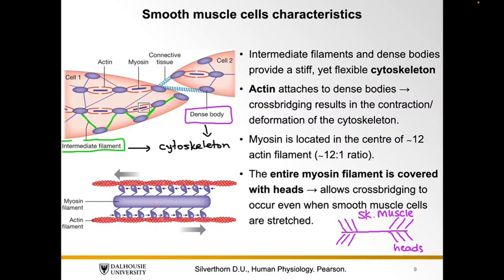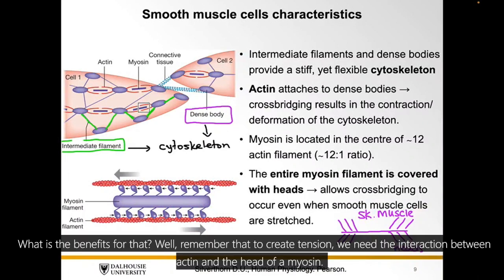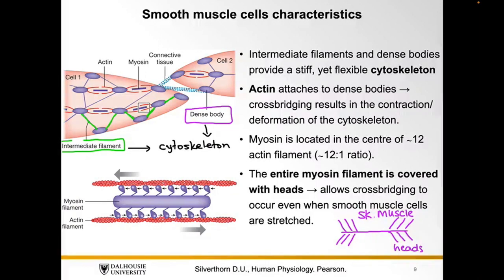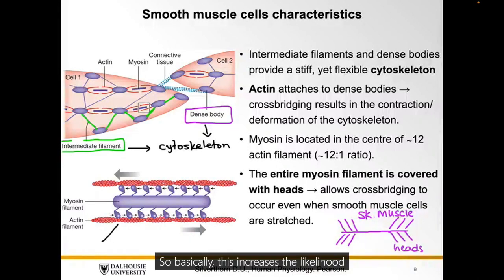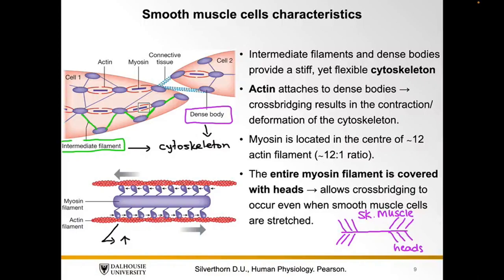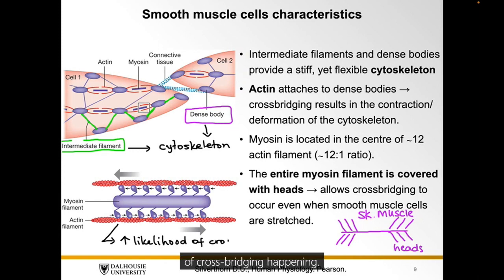What is the reason for this? What is the benefit of that? Well, remember that to create tension, we need the interaction between actin and the head of a myosin. So the more myosin heads are available, the easier it is for myosin to grab onto actin, or to interact with actin. So basically, this increases the likelihood of cross-bridging happening.